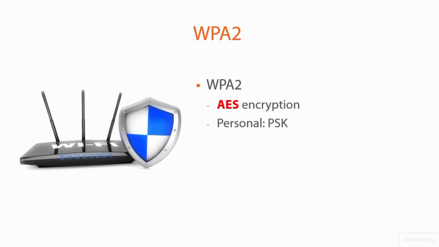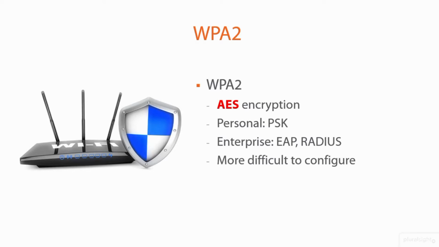The personal version uses a pre-shared key, or a PSK. That's the same way that WEP and WPA1 work. You supply a single password or passphrase that serves as the encryption key for that WLAN. But WPA2 really shines in its enterprise mode. And the reason for that is that you can use different authentication schemes like EAP, which stands for Extensible Authentication Protocol, and Radius, which is a way to centralize user authentication.